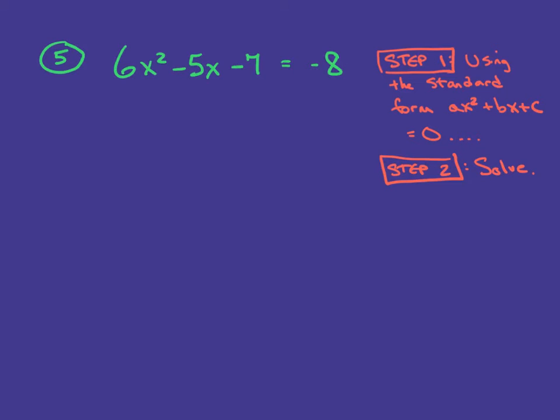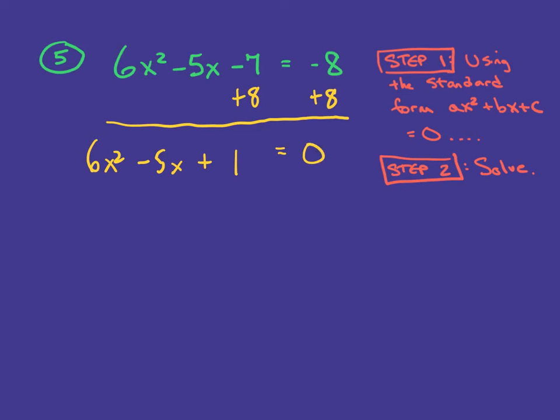Number 5, 6x squared minus 5x minus 7 equals negative 8. So add 8 to both sides. Negative 7 plus 8 gives you a positive 1. Going to factor that, and this is going to end up being your answer for step 1 once we do get it factored.